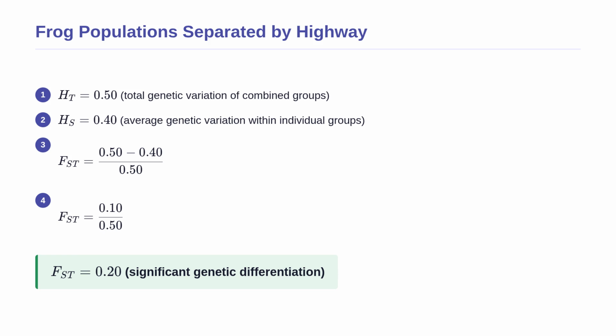We plug these values into our fixation index formula. 0.50 minus 0.40 gives us a numerator of 0.10. Dividing this by 0.50 gives us a final FST value of 0.20. This high value means the highway is severely restricting their ability to interbreed, pushing them toward becoming separate species.